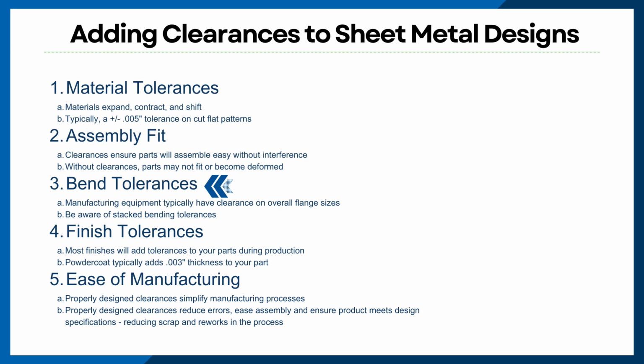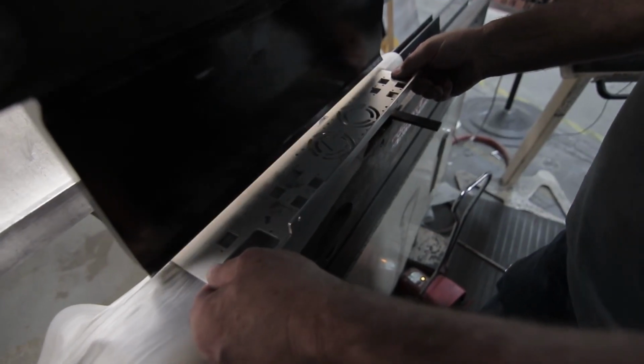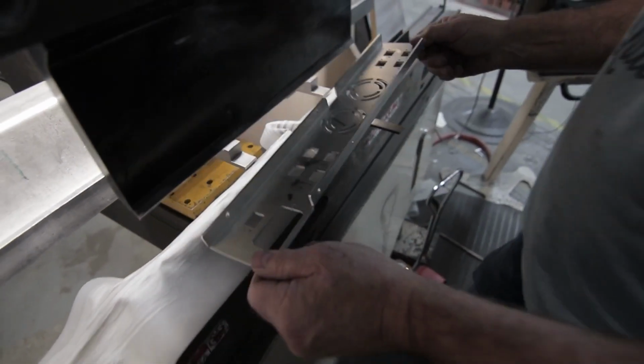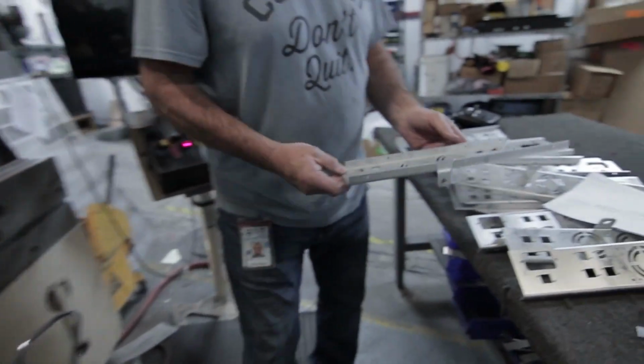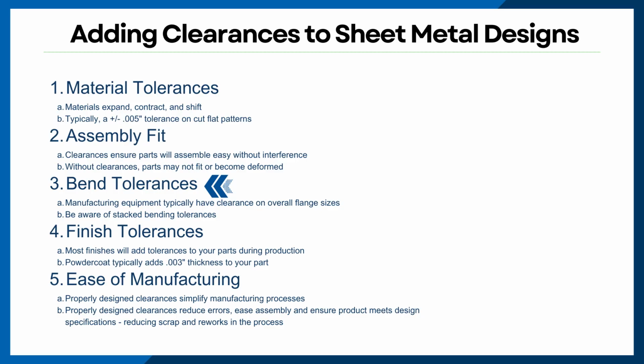Number 3, bend tolerances. Manufacturing equipment such as press brake machines typically have a clearance on the overall flange size once we bend it. This default tolerance is around plus or minus 0.010 of an inch per bend, with all of our bends landing well within this value. However, if there are multiple bends, this tolerance can stack. It's important to take this into consideration.